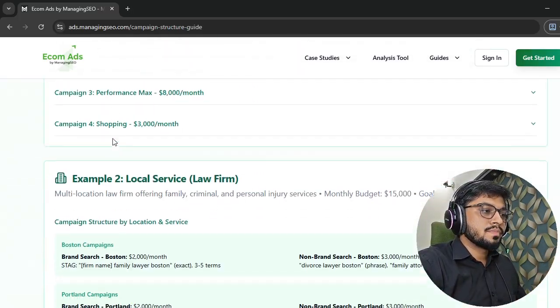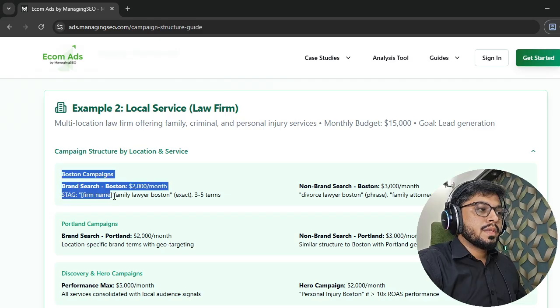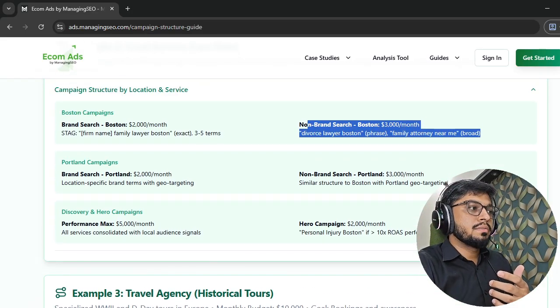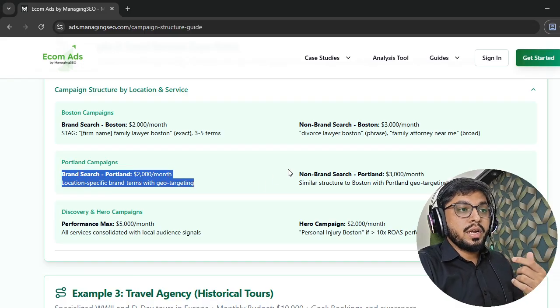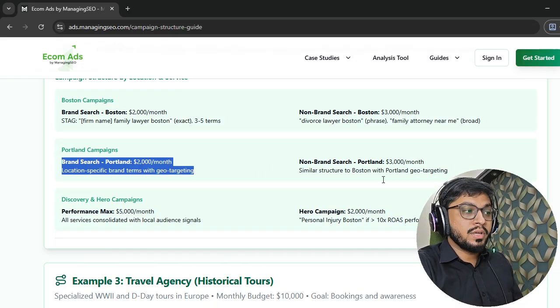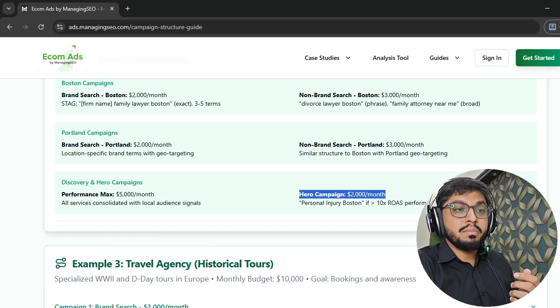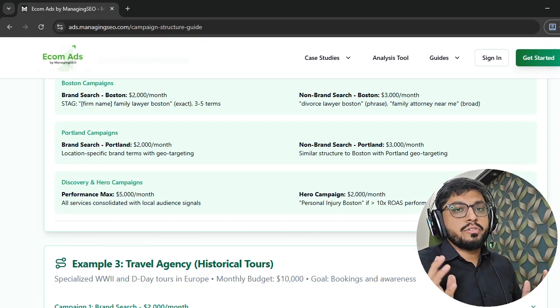Anyways, if you come back to look at this branded search, we have some terms related to the brand, and then we have non-branded search terms, and then branded search terms in a different location, and then non-branded search terms in a different location, and then we have a Performance Max and a hero campaign, which is basically something where you are generating very good results.